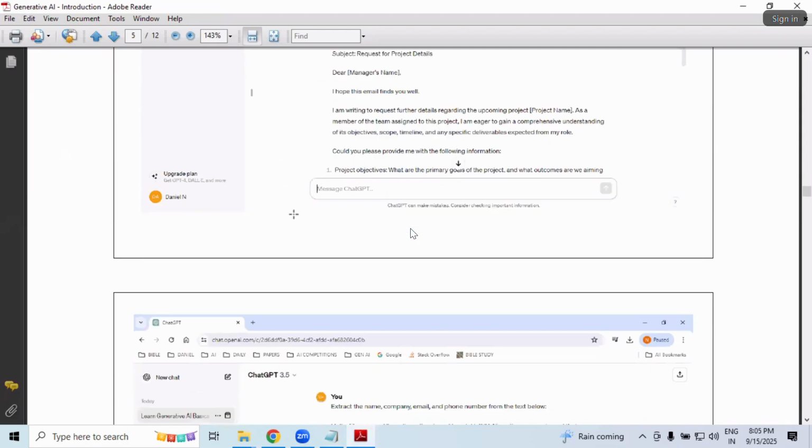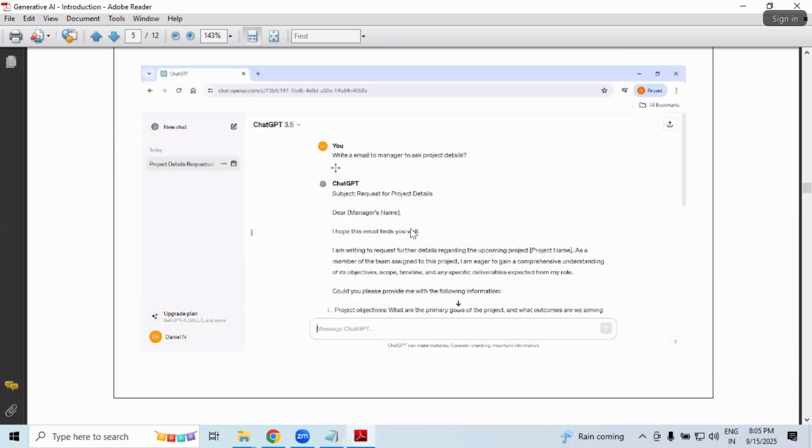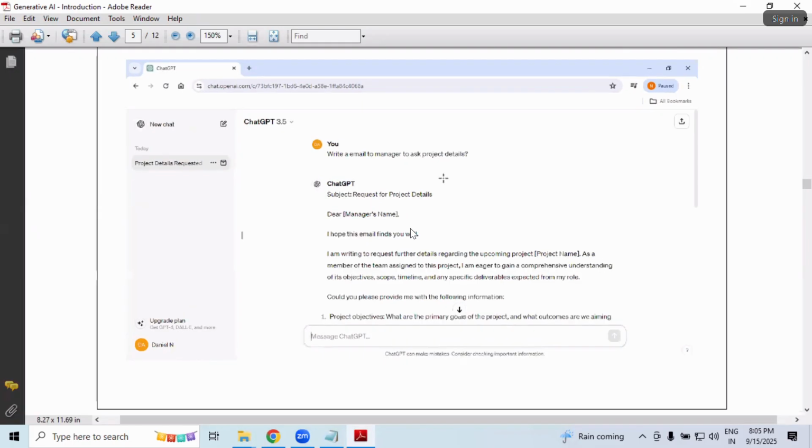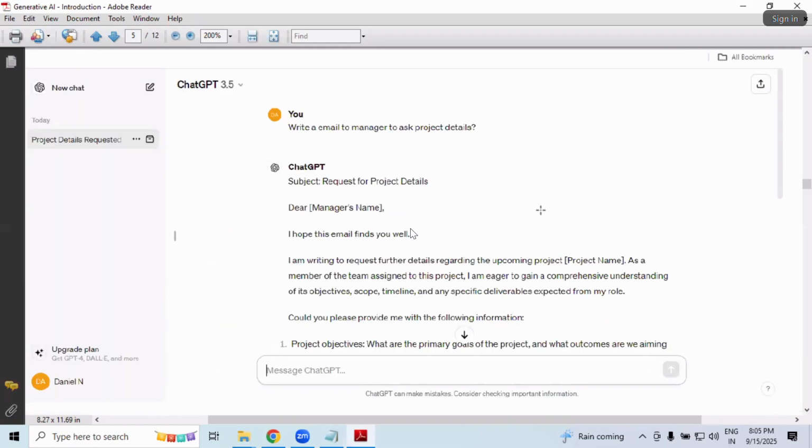Good. You can do a lot of tasks. You can give a small sentence and ask, write an email to the manager. Very good. Write an email to the manager regarding what exactly? Project details. Regarding project details, you can't believe, it will really compose a nice mail actually. Nice mail.